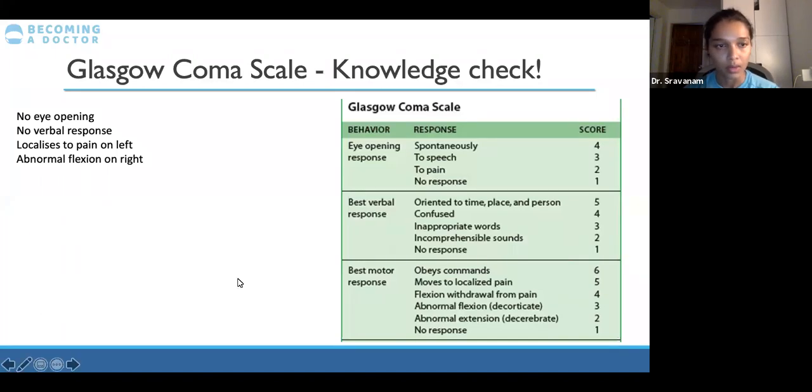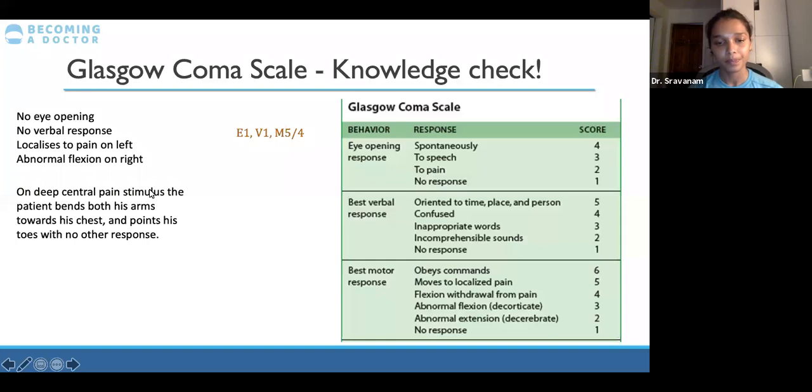Brilliant. Great. So no eye opening means a score of 1. No verbal response, again, means the score of 1. And abnormal flexion on the right means a score of 3, but they are localizing to pain on the left. So brilliant. On to the next one.